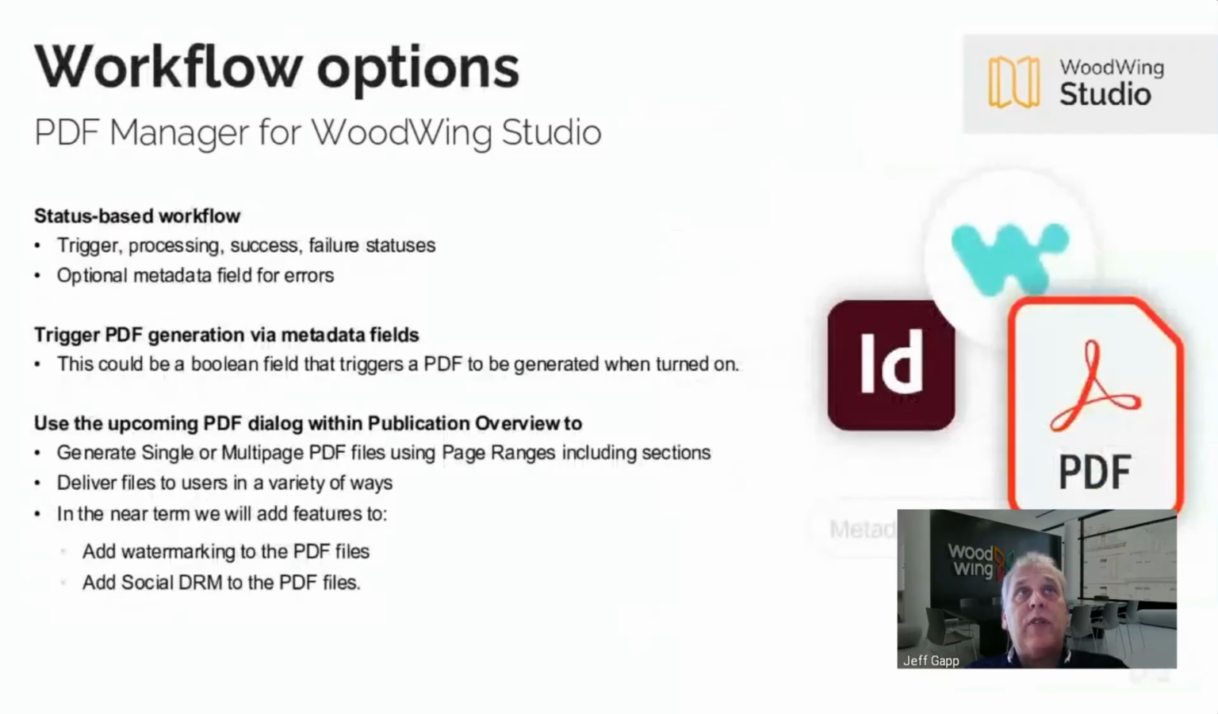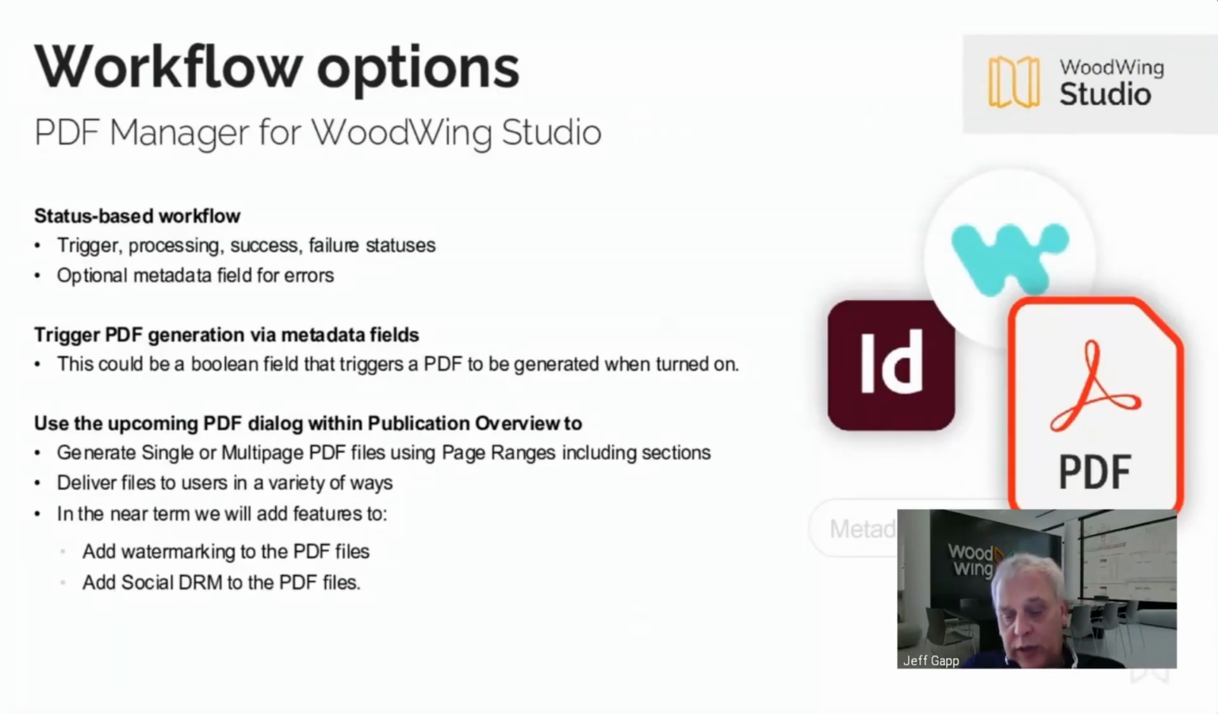The workflow options within PDF Manager, there's multiple ways to trigger this process. So you can use statuses. So kind of a typical way of doing that. If you don't want to use statuses, maybe because you don't want to have 5 different statuses within your workflow, you could use a metadata field, right? So you have a Boolean field, you click on it, and a PDF gets generated.